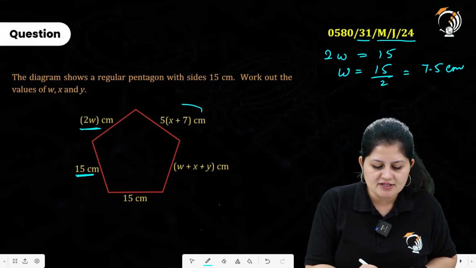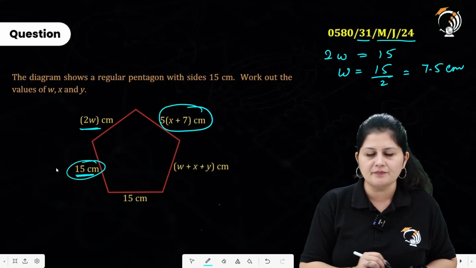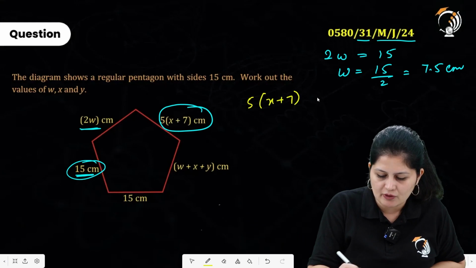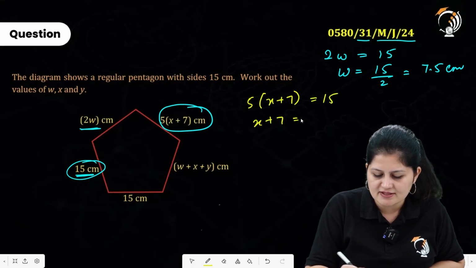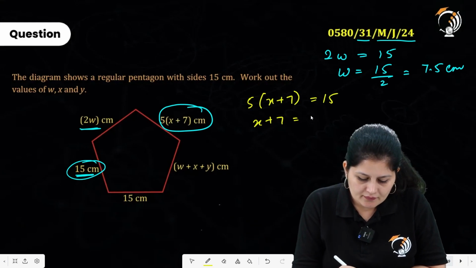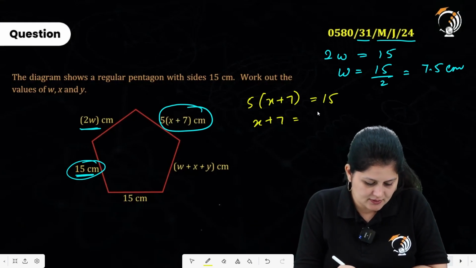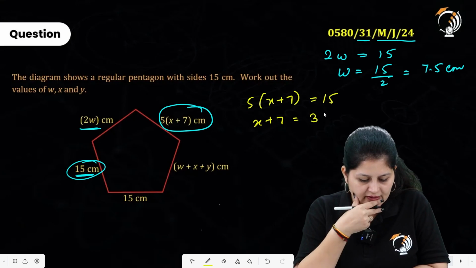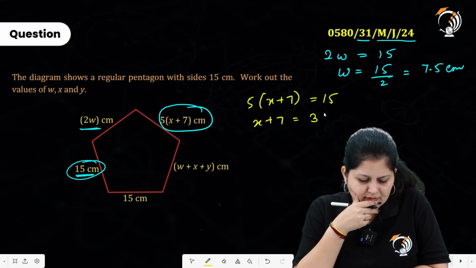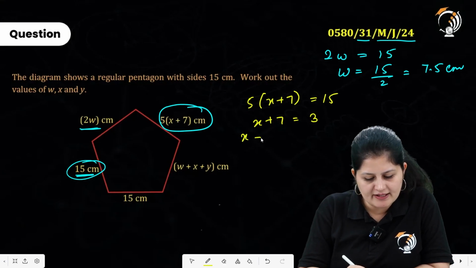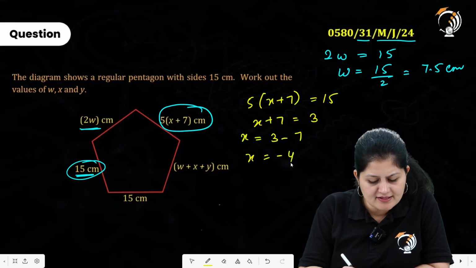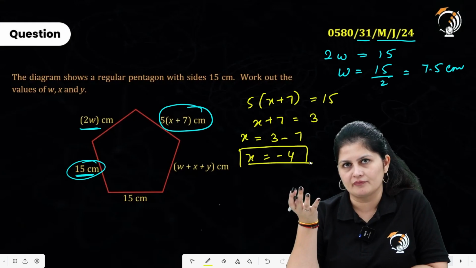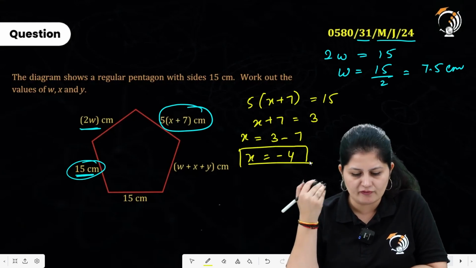Other than that, we also know that 5 times of x plus 7 is also equal to 15. Right? So moving further, if I solve it, 5 times of x plus 7 is equal to 15. So that means we will get x plus 7 is equal to, by dividing with 5 on both the sides, 3. But the side can never be negative, but the value of x can be, right? So here x is equal to 3 minus 7, we are getting the value of x is equal to minus 4. Understand that the side can never be negative, but the value of x can be negative. Correct? So we are getting the value of x is equal to minus 4. We have got the value of w.